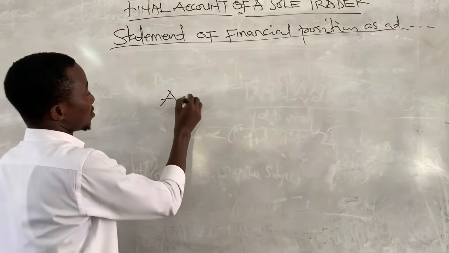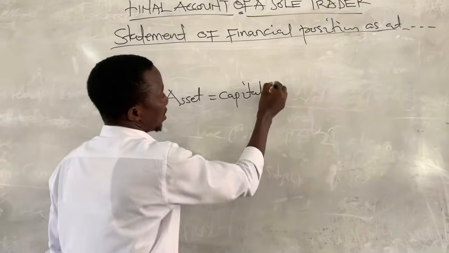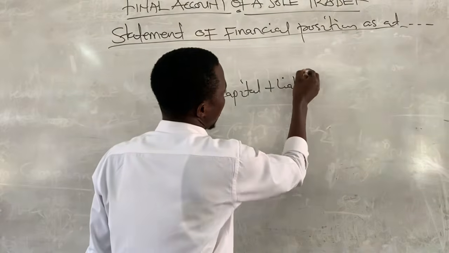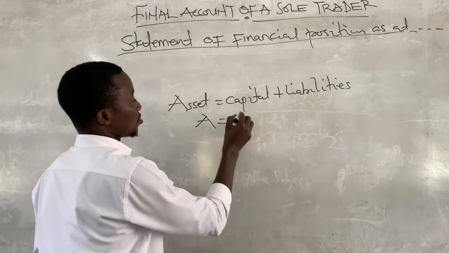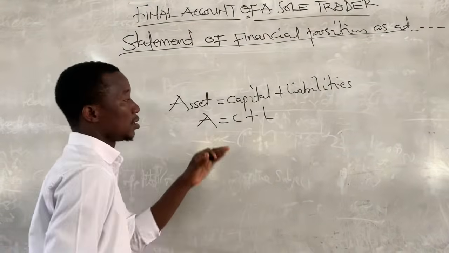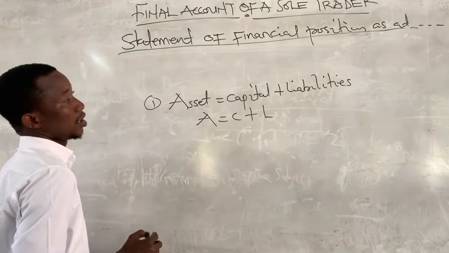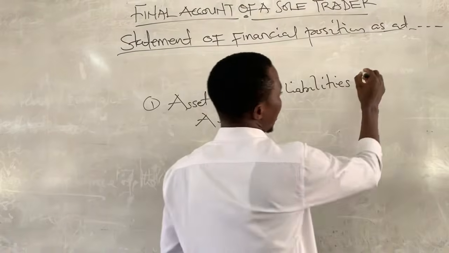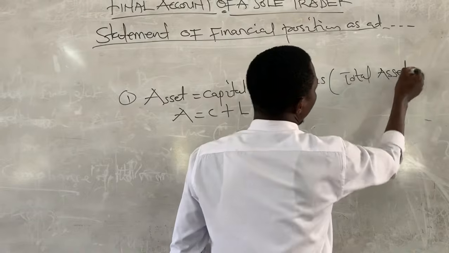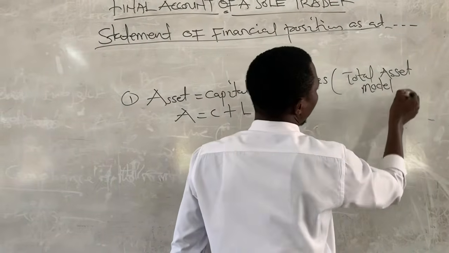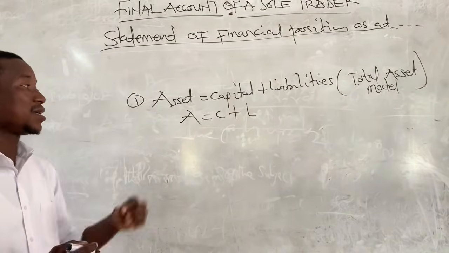So we have assets equal to capital plus liabilities. That is, assets is equal to capital plus liabilities. This model, we call it the total asset model. That is the first model. So we'll be calling this model the total asset model. We can still expand this accounting equation.